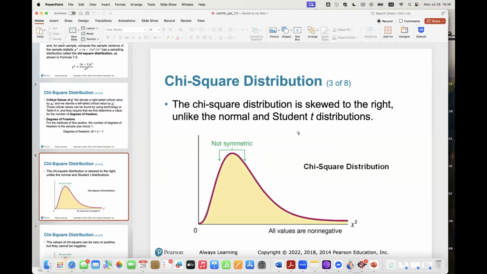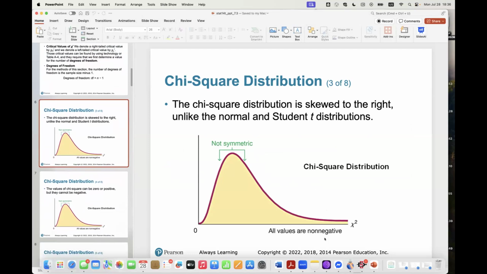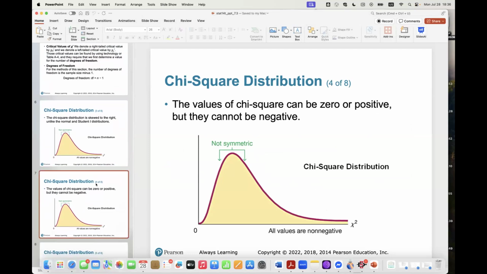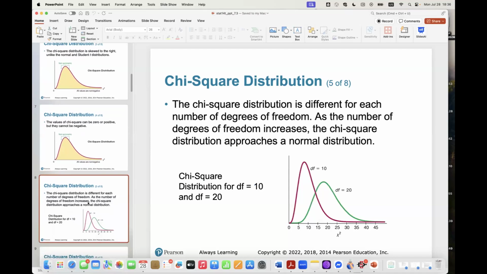The chi-square distribution is skewed to the right, unlike the normal and the student t distributions. This is not symmetric at all, and all values are non-negative. The values of chi-square can be 0 or positive, but they cannot be negative. You can see it's above the x-axis. That's the chi-square distribution.